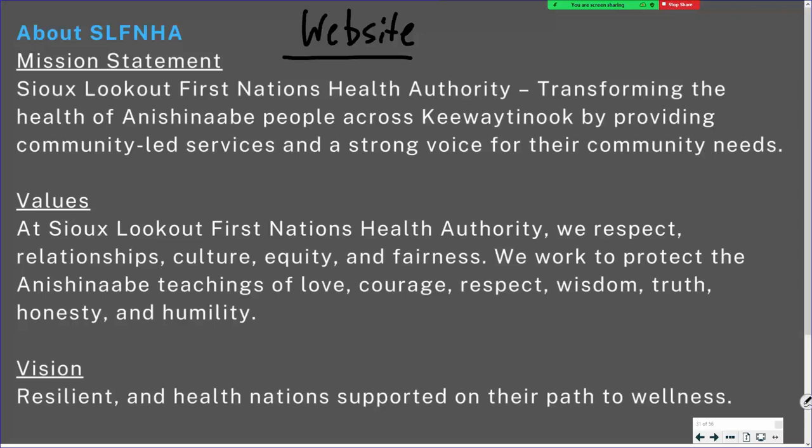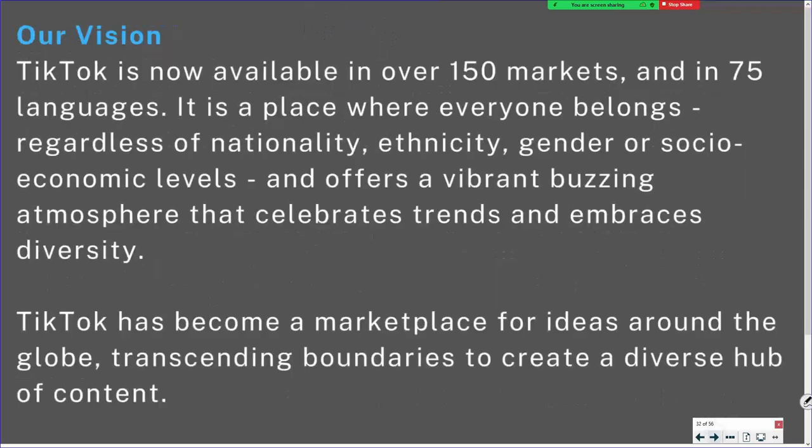And their values are that they respect relationships, culture, equity, and fairness. They work to protect the Anishinaabe teachings of love, courage, respect, wisdom, truth, honesty, and humility. So, of course, the seven grandfather teachings. That's on their website. That's their official statement. They have a mission statement, values, and vision.